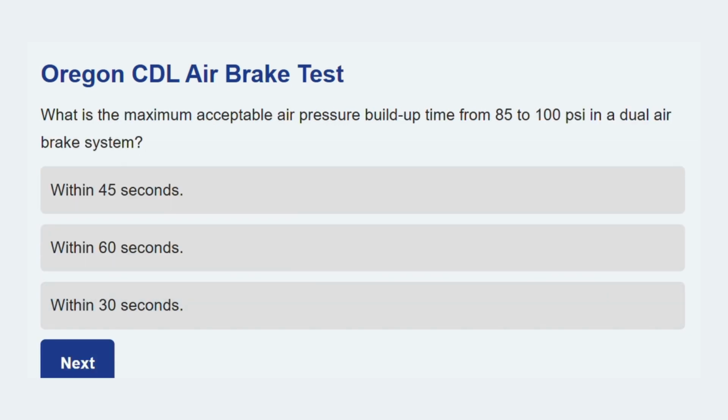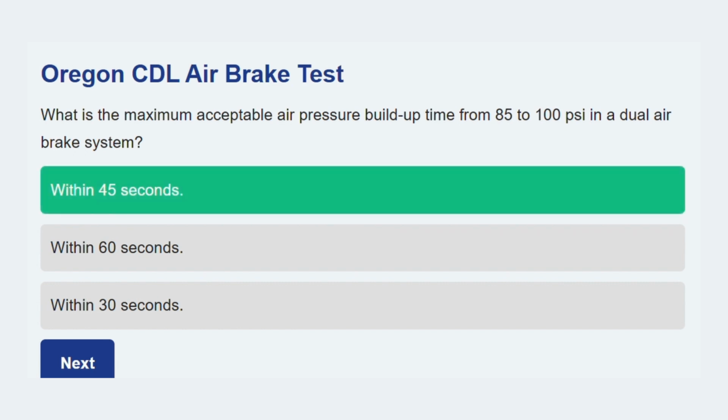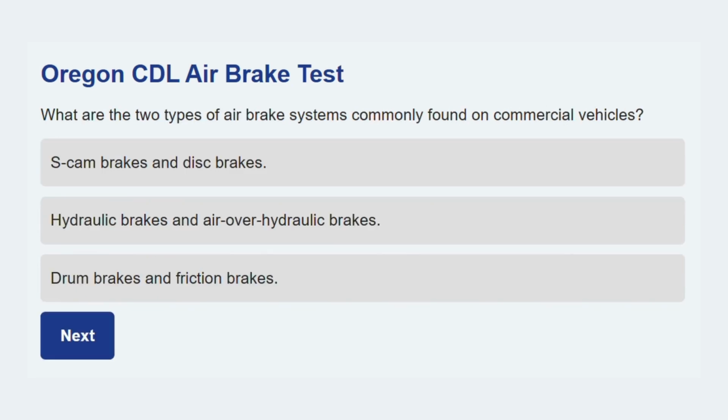Let's get to this one. What is the maximum acceptable air pressure buildup time from 85 to 100 psi in a dual air brake system? Within 45 seconds. A longer buildup time indicates a problem with the compressor or system leaks.